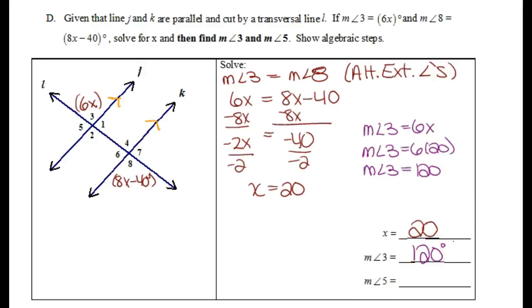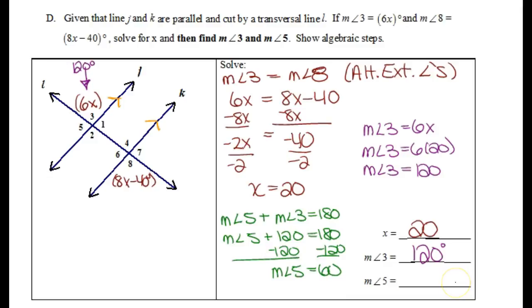How are we going to find the measure of angle 5? We now know that angle 3 is 120. We can use that as a linear pair to figure out what the measure of angle 5 is. So the equation we would write, the measure of angle 5 plus the measure of angle 3 equals 180, and then we can do our substitution. So we get that the measure of angle 5 is 60 degrees. And we're done.